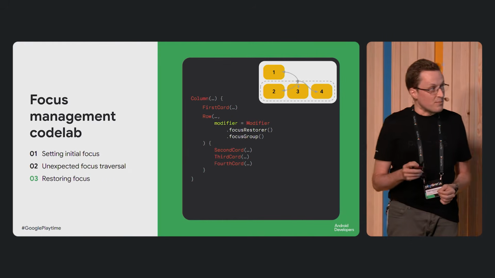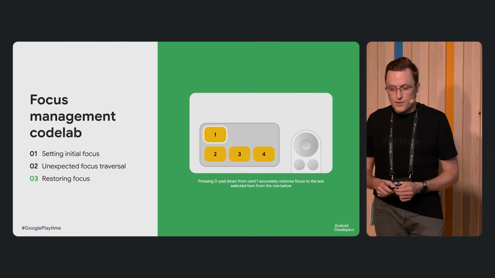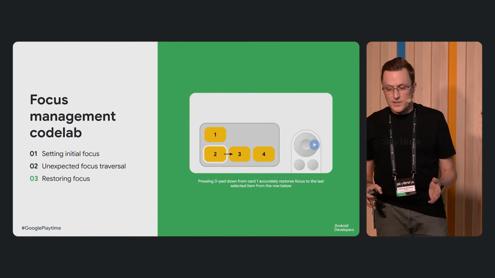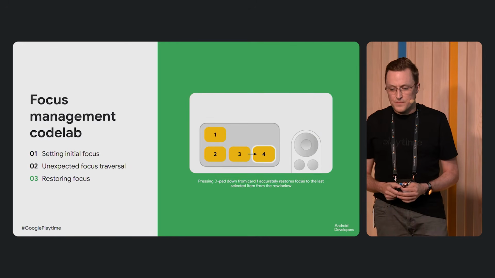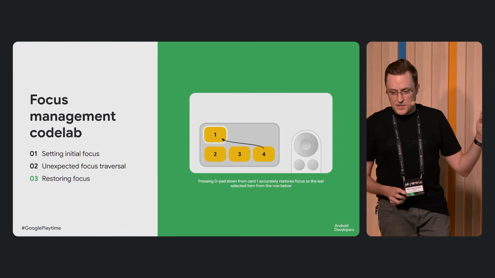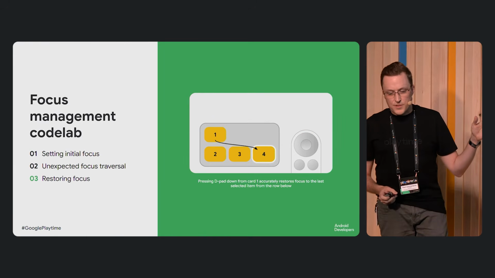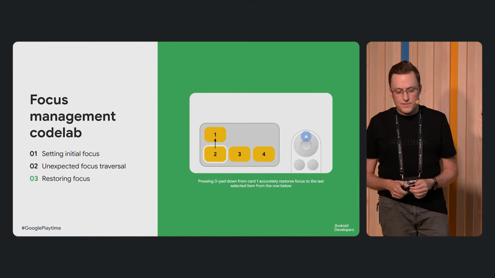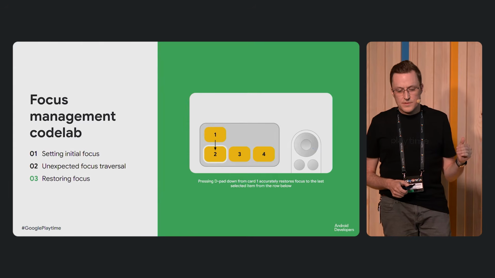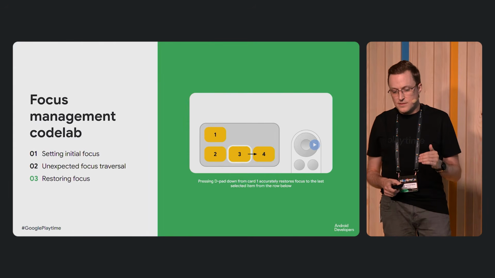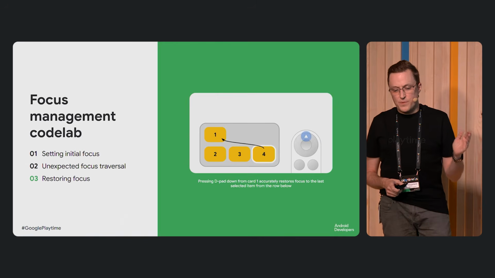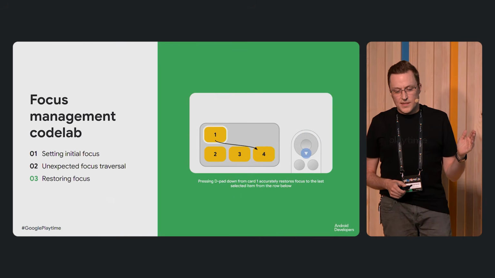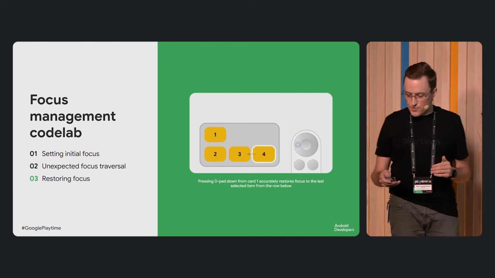And simply by providing a focus restorer, when the user navigates between the rows, they can pick up where they left off. So observe now in this animation how navigating from the first card to the row below restores the focus where they left off. So going from 1 down to 2, navigating to the right, going back up, and bringing the focus back down restores it to where the user left off.